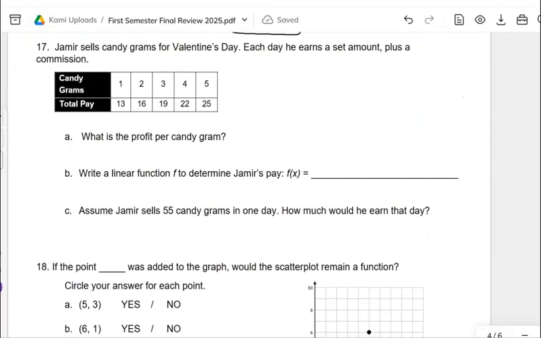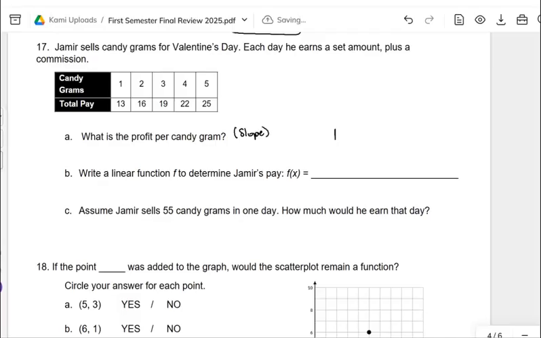Number 17 says, Jamar sells candy grams for Valentine's Day. Each day he earns a set amount plus a commission. What is the profit per candy gram? So that's just saying what is my slope or my rate of change.